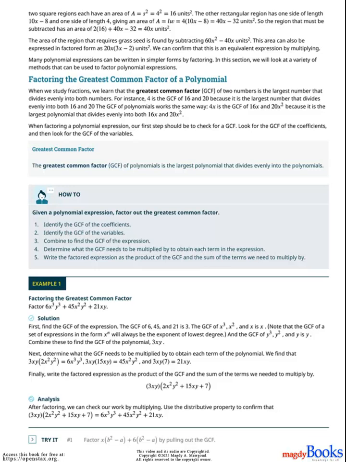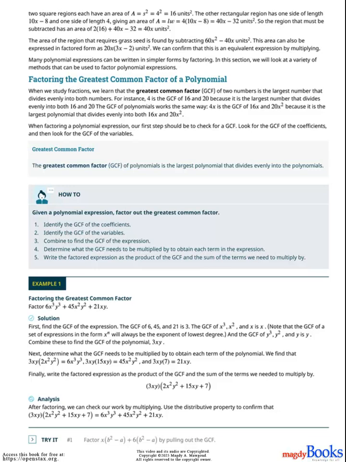Analysis. After factoring, we can check our work by multiplying. Use the distributive property to confirm that (3xy)(2x squared y squared plus 15xy plus 7) equals 6x cubed y cubed plus 45x squared y squared plus 21xy.